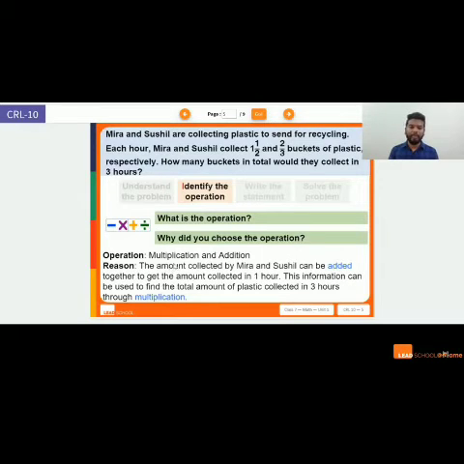Reason? The amount collected by Meera and Sushil can be added together to get the amount collected in 1 hour. Correct? So when I add these two, I will know how much Meera and Sushil collected for 1 hour. If I want the information for 3 hours, I have to do it through multiplication.